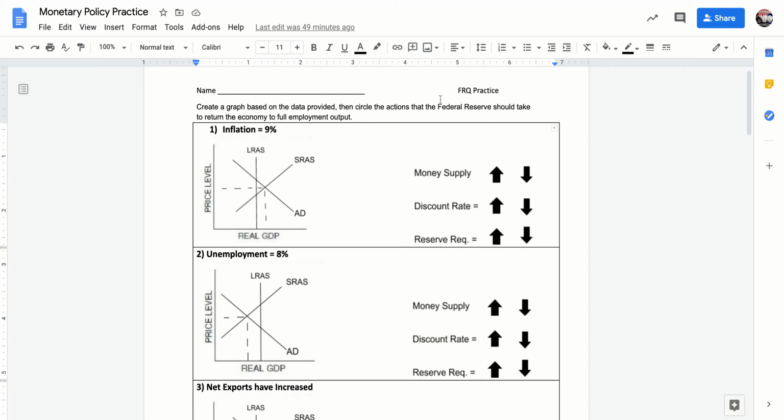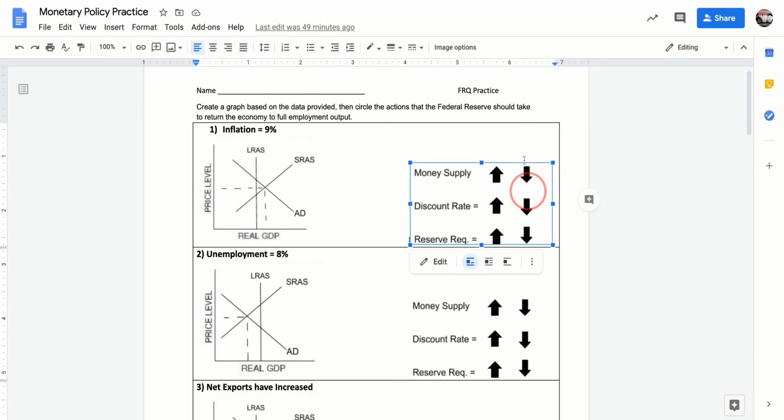All right, first question says that inflation has risen to 9%. The inflation level we'd be trying to hit would be like 2 to 2.5%. So 9% is really high inflation, so this is an inflationary gap. What the Fed would need to do to fix this is decrease the money supply.